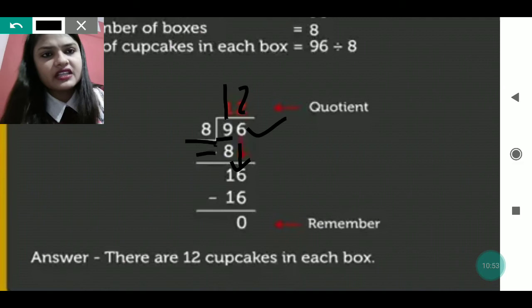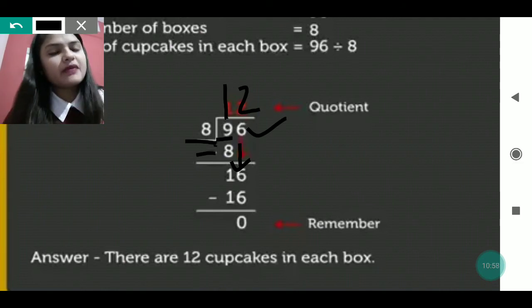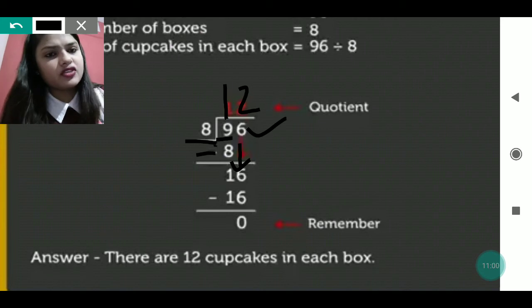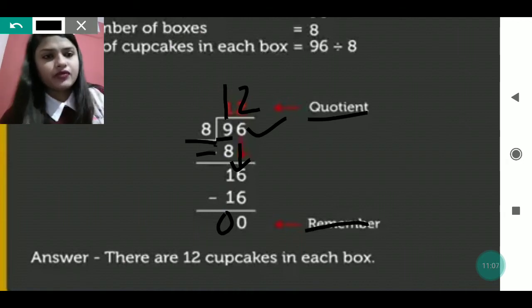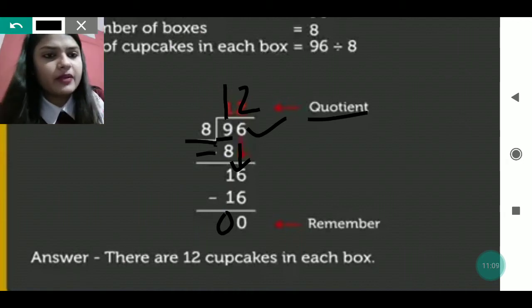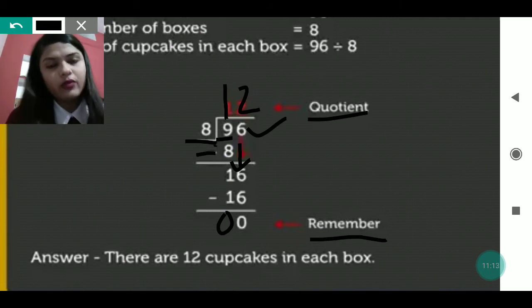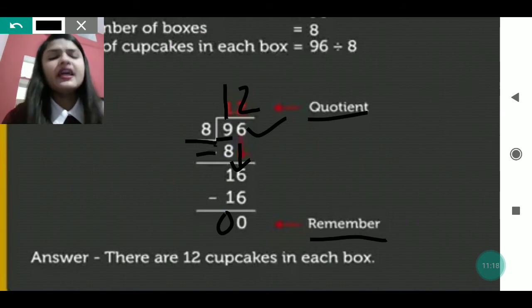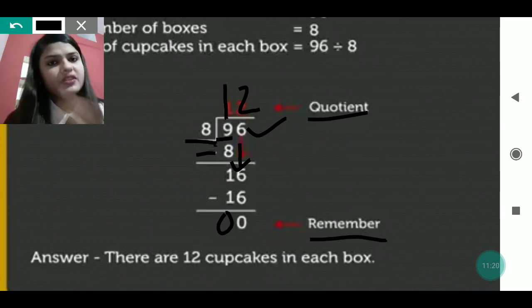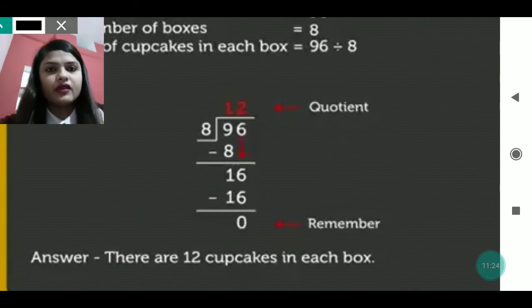So 2 we will write just above and just below 16 we will write 16 and we will subtract. 16 minus 16 means 6 minus 6 will be 0 and 1 minus 1 will also be 0. Now the quotient will be 12 and the remainder will be 0, isn't it? So how many cupcakes are packed in one box? There are 12 cupcakes in each box. Number of boxes were 8. Means in one box there are 12 cupcakes. Now just move on.